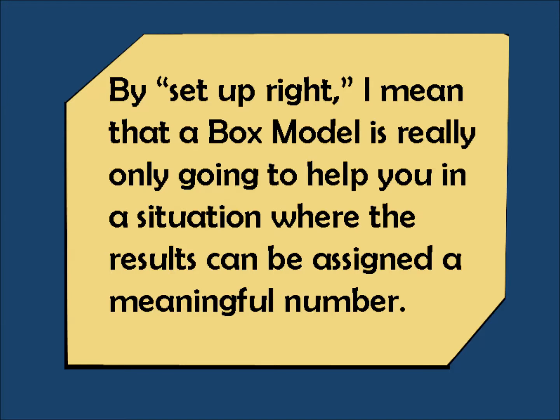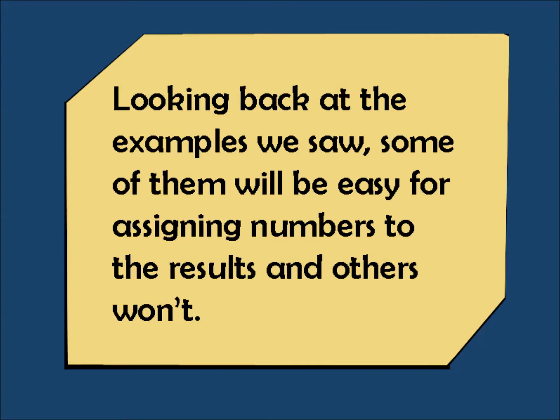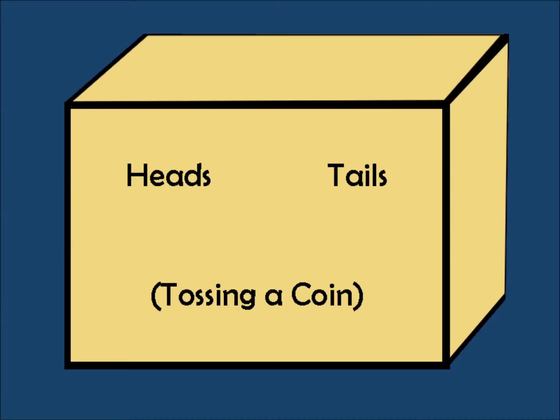By set up right, I mean that a box model is really only going to help you in a situation where the results can be assigned a meaningful number. Not all the situations in here we're going to be able to set up so that a box model will work, and I'll show you how to do it. Looking back at the examples we saw, some of them will be easy for assigning numbers to the results, and others won't. Heads, tails, tossing a coin.